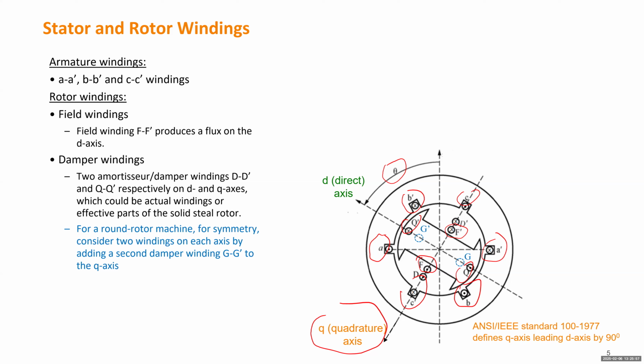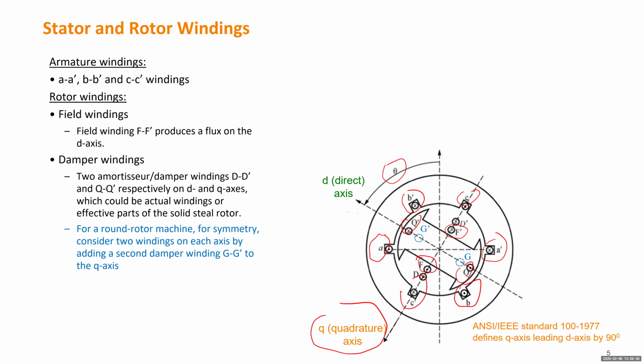So if it's a cylindrical rotor generator, we need three stator windings ABC, and three rotor windings. We need one field winding and two damper windings, right? So totally we have six windings. But if we want to model a round rotor generator, for symmetry, it's better to have two windings in each axis. So for the rotor, we have D and Q. In the D axis, we have two windings. In the Q axis, we also have two windings.